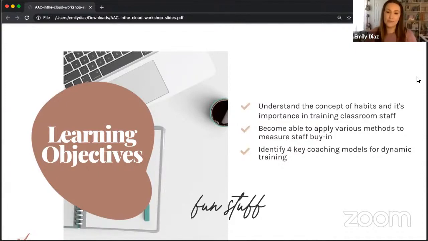And lastly, you'll be able to identify 4 key coaching models for dynamic training. And this is the part that comes from Center and Bod's research that I love.